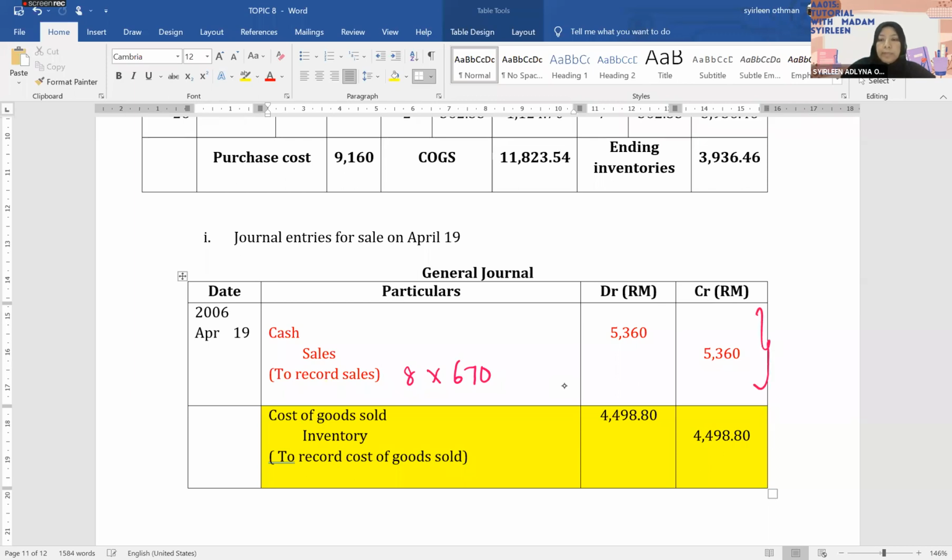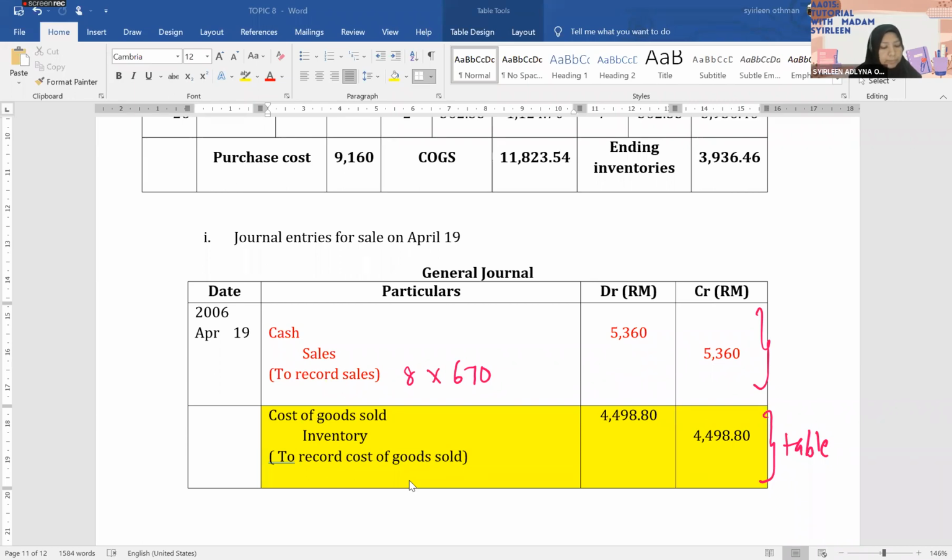Tapi nak dapat yang ini, kena buat table. Sebab kita guna perpetual. Kalau kita guna periodic, tak apa. Periodic you boleh kira manually satu-satu kan. Okay, tapi kalau perpetual, you kena kira dari awal sebab harga, especially because you are using moving average. So, setiap kali ada purchase, harga cost dia berubah. Okay, so this is to record the cost of goods sold. Alright, so yang ni baru jawab soalan 1.